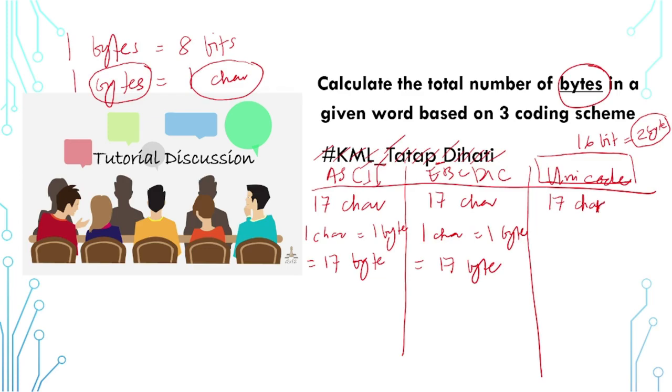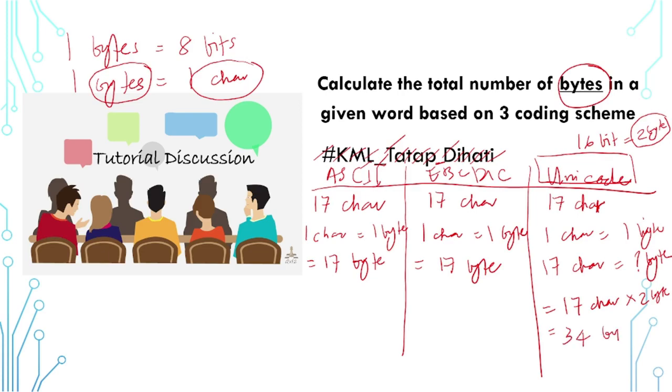Okey, 17 karakter. Jadi 17 karakter ini, adakah dia akan jadi 17 byte? Tidak eh. Sebab apa? Kalau kita kira asal satu karakter dia akan dapat 8 bit. Jadi bila 17 karakter ini, dia akan jadi apa? 1 karakter equal to 1 byte. Jadi in Unicode dia ada 17 karakter. Okey. Berapa byte yang kita perlukan? Berapa byte? Jadi satu karakter dia memerlukan 2 byte. Jadi di sini dia akan jadi 17 karakter times by 2 byte. Jadi awak akan dapat berapa kat sini? 34 byte. Kita akan tengok lagi beberapa soalan yang berkaitan dengan learning outcome untuk kita count the total number of bytes. Okay. Ini contoh je lah.